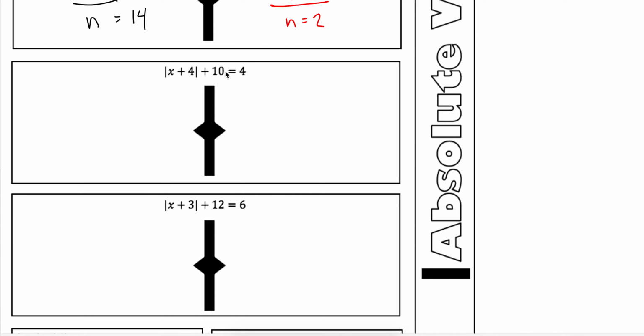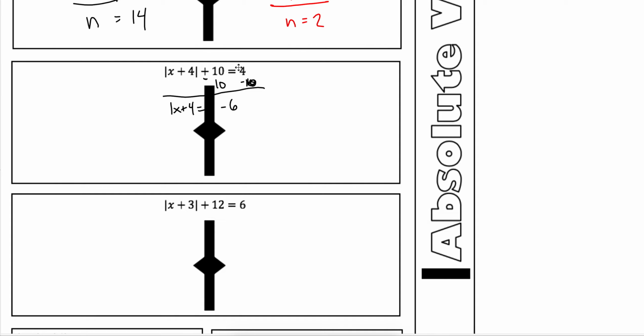We've got a positive 10 outside of our absolute value. Let's get our absolute value by itself. First thing you want to do is subtract 10 from both sides. And you're left with the absolute value of x + 4 is the same as 4 minus 10. 4 minus 10 is negative 6.